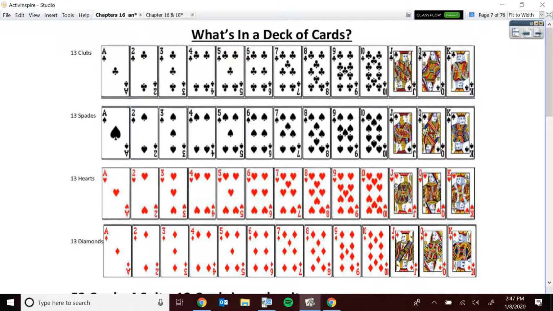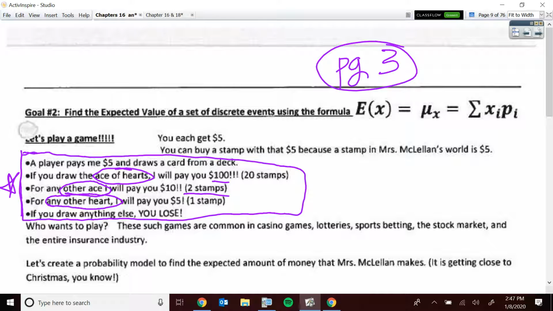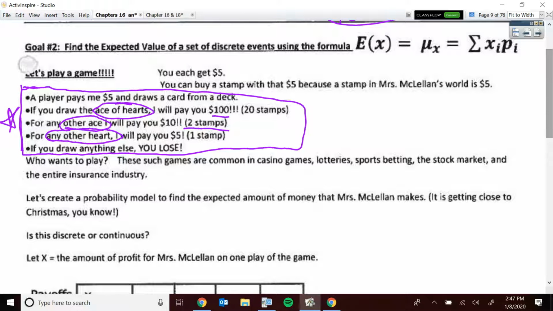Well, so we got this. You've got the ace of hearts here, and there are 12 other aces... I mean 12 other hearts. For all of those, you just break even. You gave me $5 to play, I'll give you your $5 back, and you can play again. But if you draw anything else, you lose.